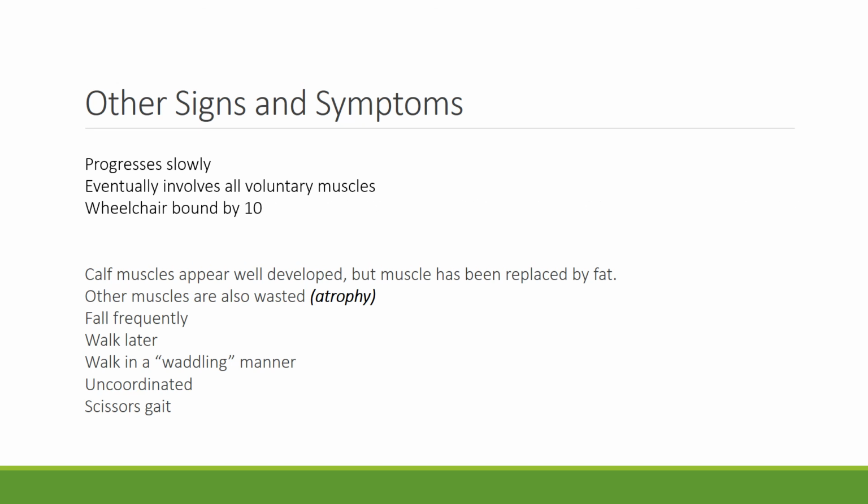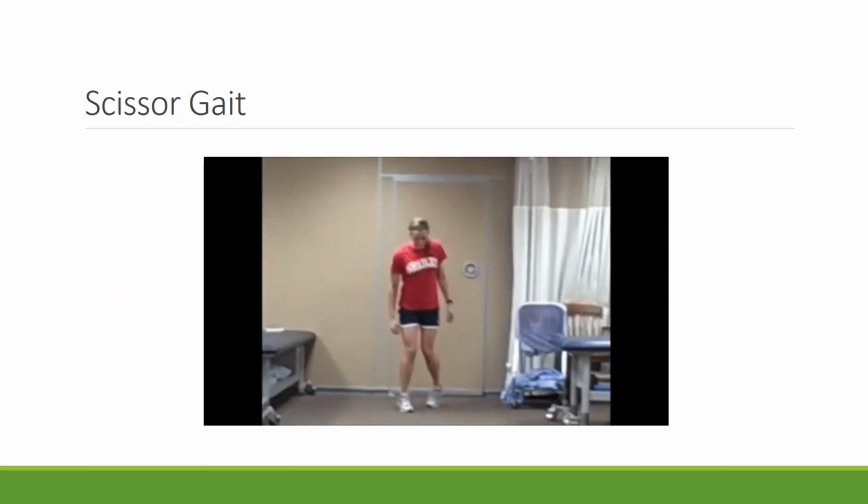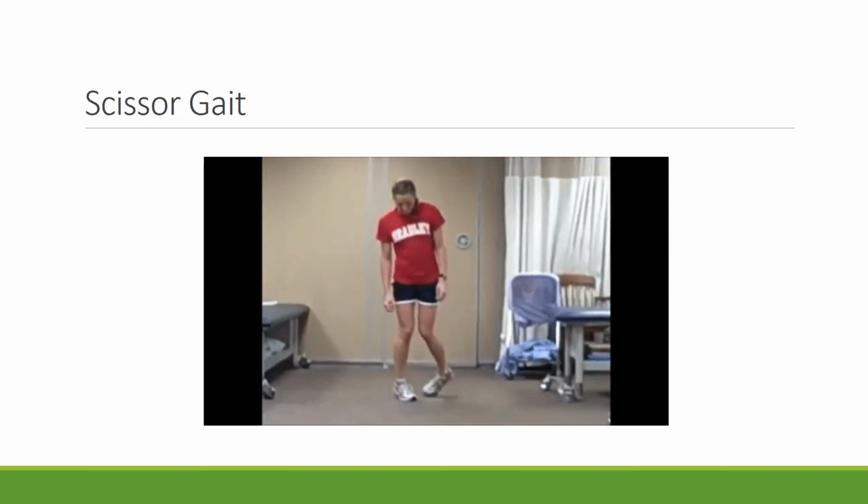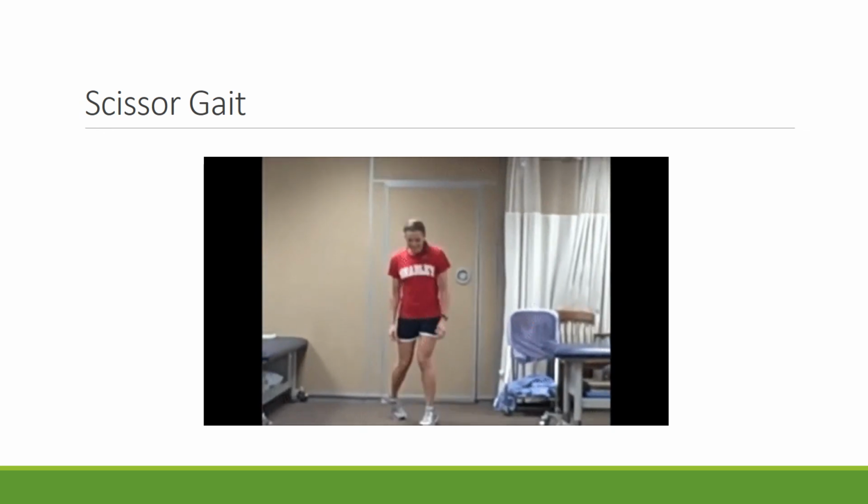Remember that the calf muscles appear well developed, but the muscle has been replaced by fat. Other muscles are also wasted. This is known as atrophy. These children fall frequently, they walk later, and when they walk, they walk in a waddling manner. They're uncoordinated, and they have what's known as a scissors gait. This is the scissors gait. If you're having trouble viewing this, I've posted a copy in week 5.